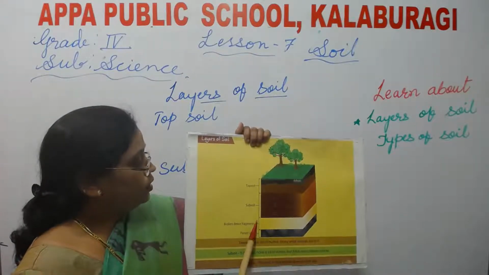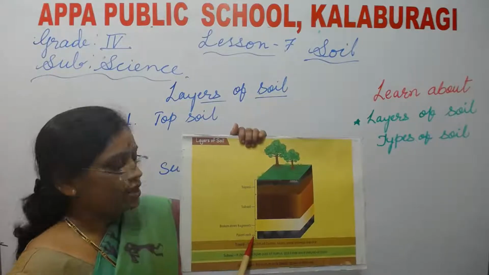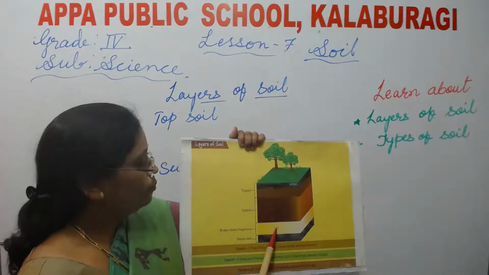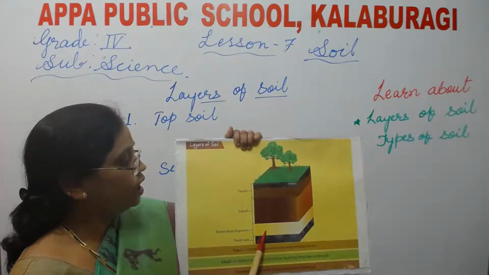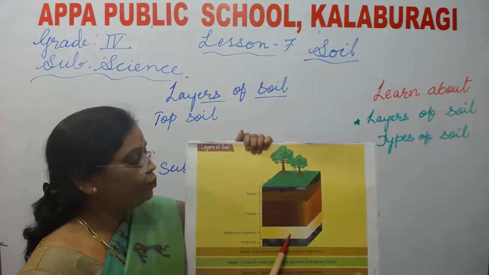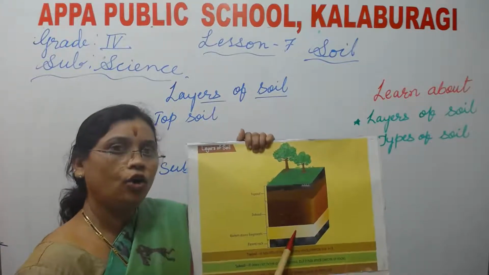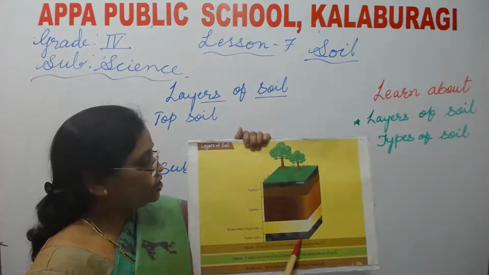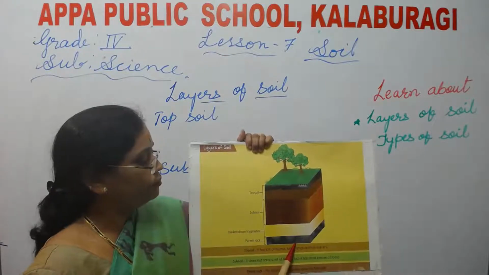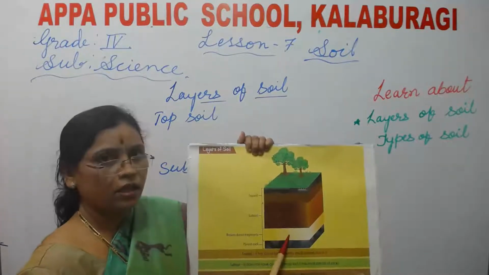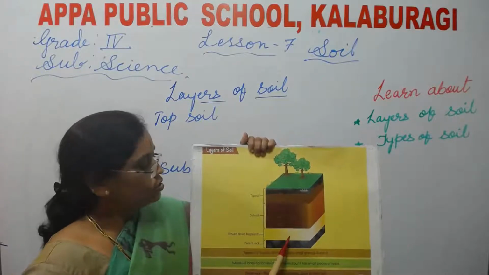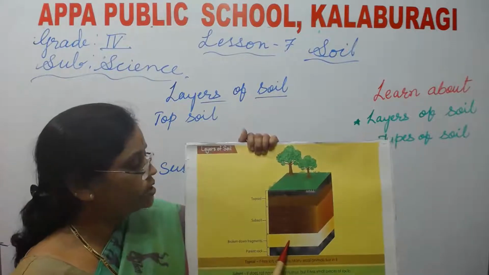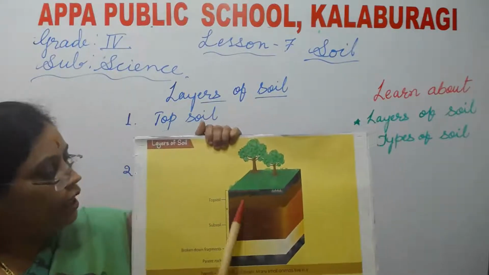The third layer, the innermost layer, is called bedrock. The rocks on the upper side are porous. Porous means they have tiny pores. The rocks below are harder than these. They are non-porous. Water passes through the porous rocks. So this is about the layers of rock.